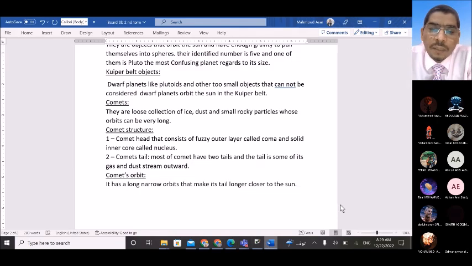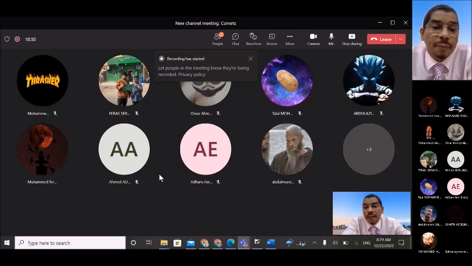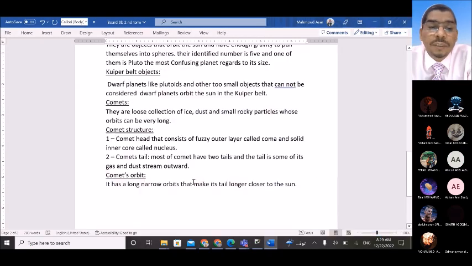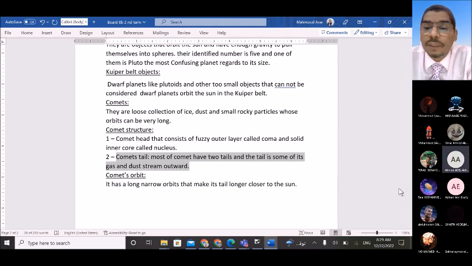Let's see the tail with our friend. Who can read it? Okay, Ahmed, go on. Thanks, Ahmed. Could you please read the structure of the tail of the comet? Comet's tail. Most comets have two tails, and the tail is some of its gas and dust streaming outward.